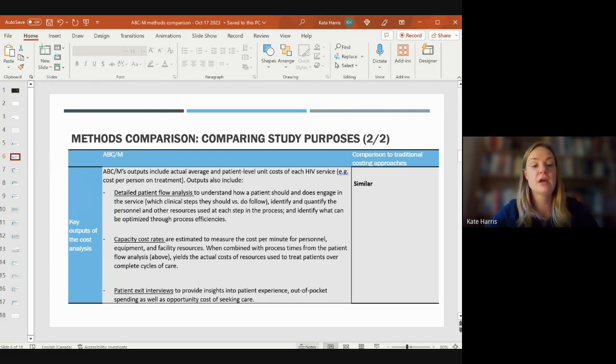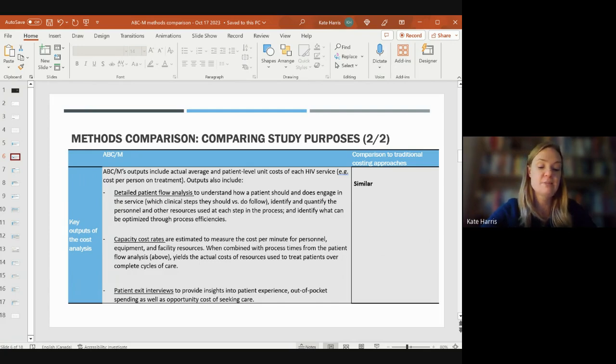In terms of key outputs, activity-based costing comes out with average unit costs, things like cost per person on treatment, and the other outputs also include these three things. One, a detailed patient flow analysis. What activity-based costing does is first walk through the system of what a patient should experience when they need a particular service. So what are the steps that they should follow at a clinic or health facility? How much time should they spend with different staff members, for example? And then they do another patient flow analysis of what they actually observe.